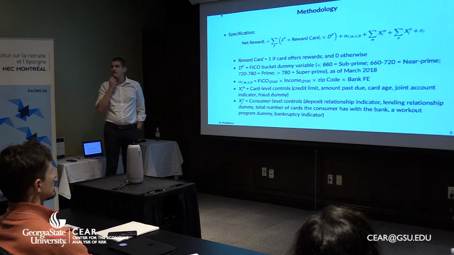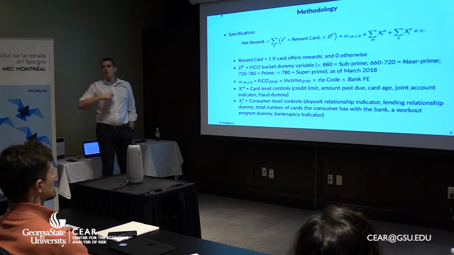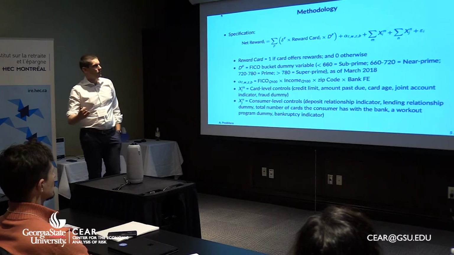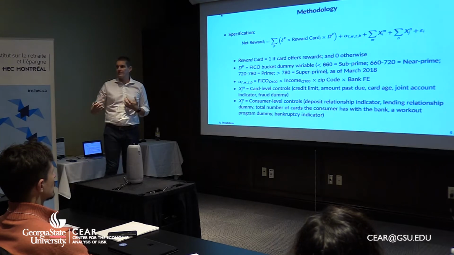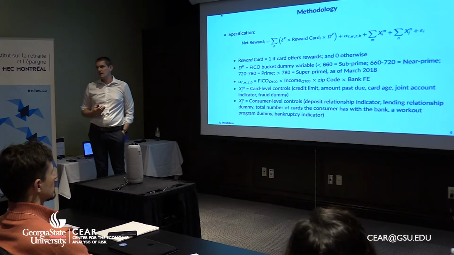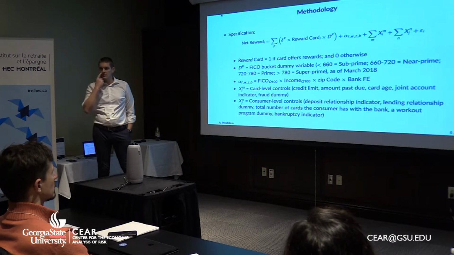Quick question. Is it only the cross-sectional data? You don't have any time series? In theory, we have the time series. I'll show you when we look at the financial mistakes. We want to show that reward cards induce overborrowing. In that case, we do it differently. We exploit 1 year of data. But so far, it's just a cross-section.